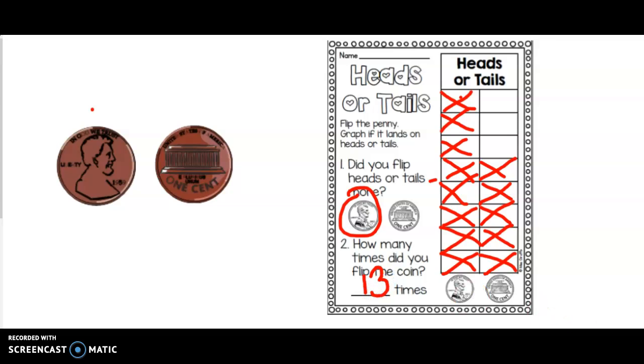And that's it. As soon as that is done, just take a picture and post it to your portfolio. Thanks.